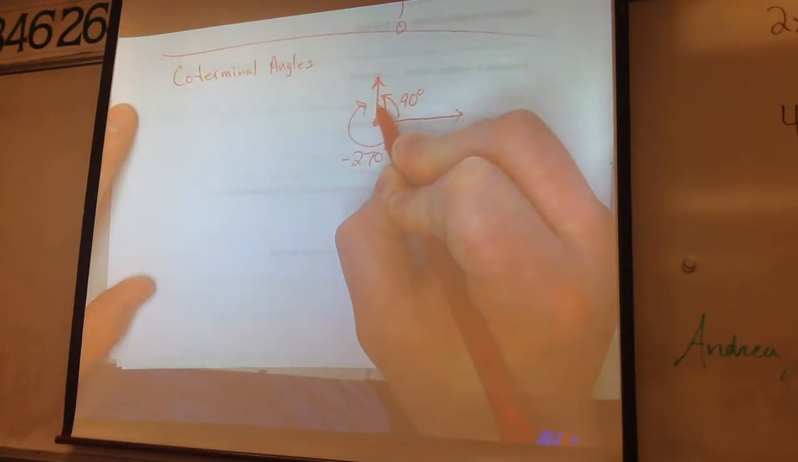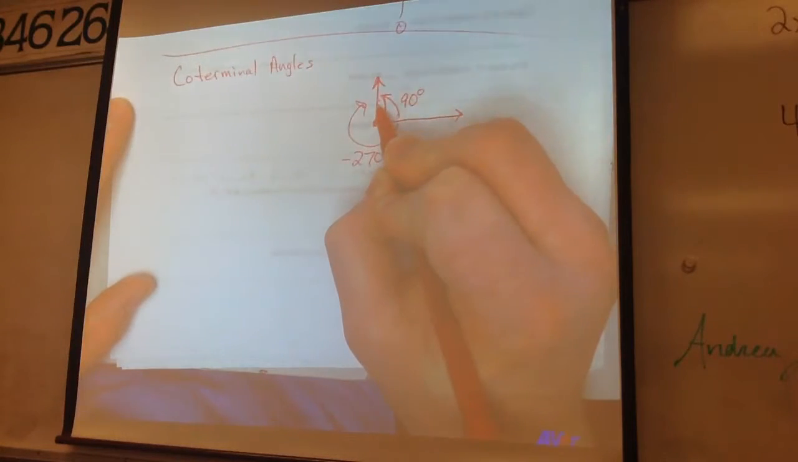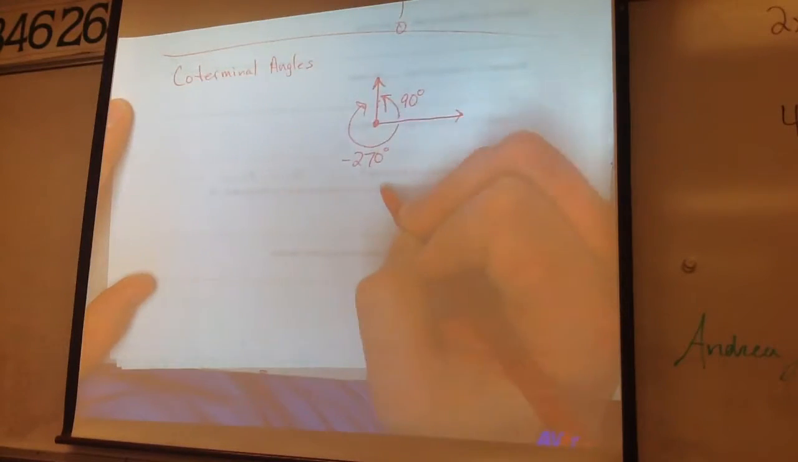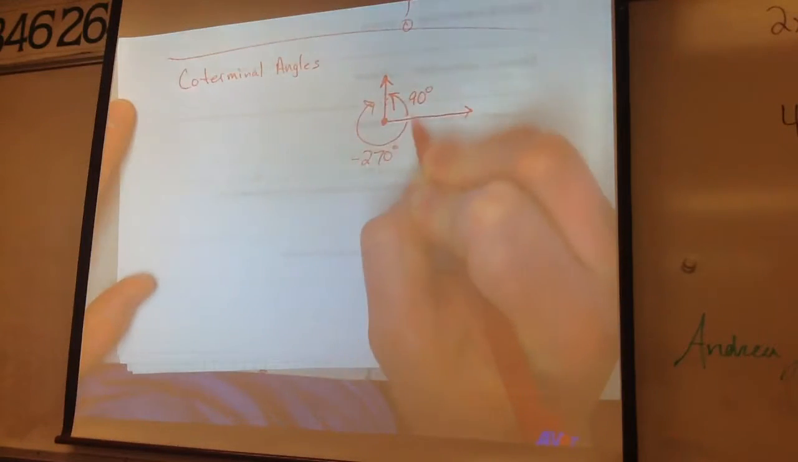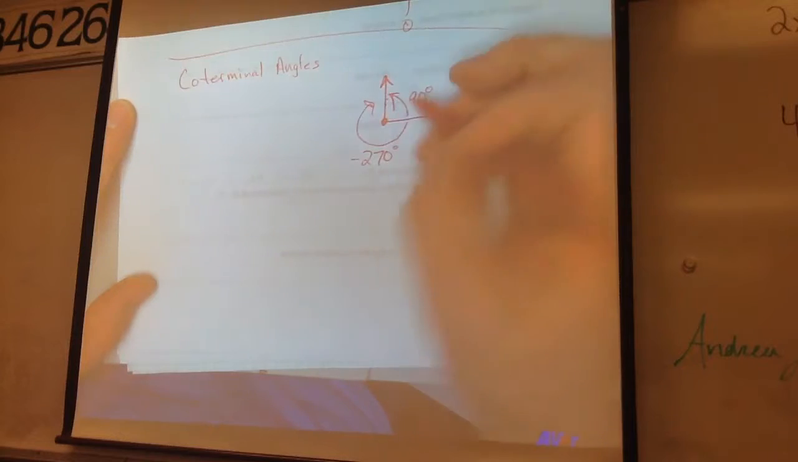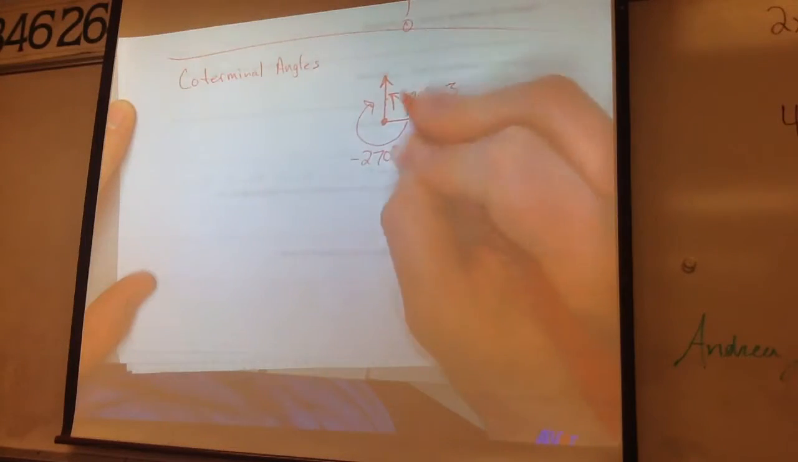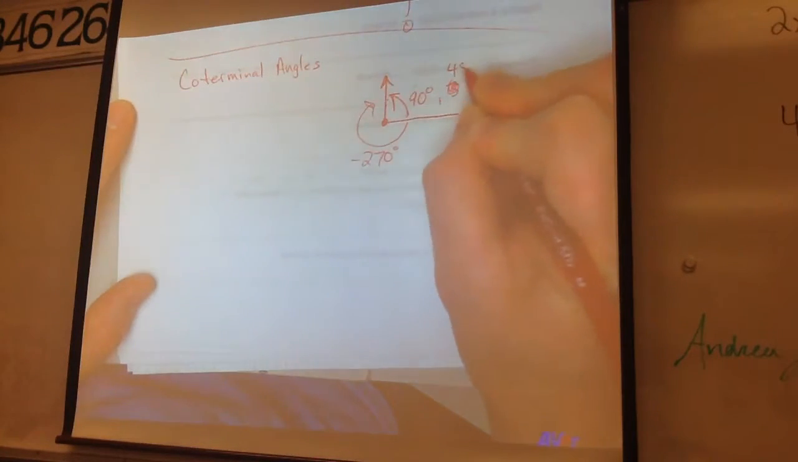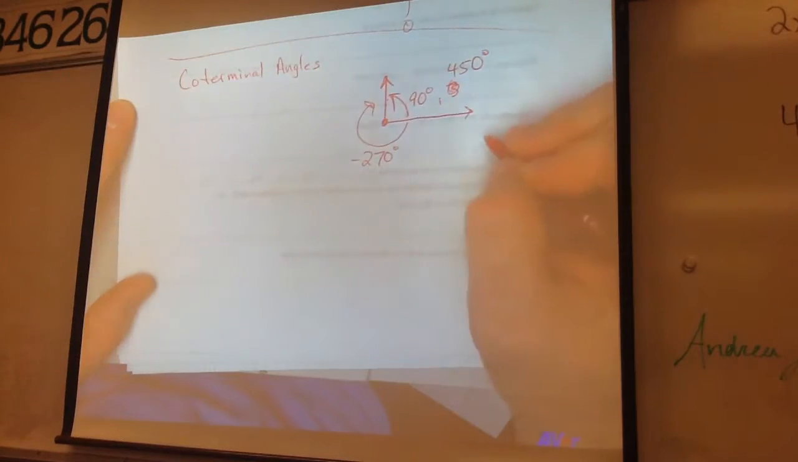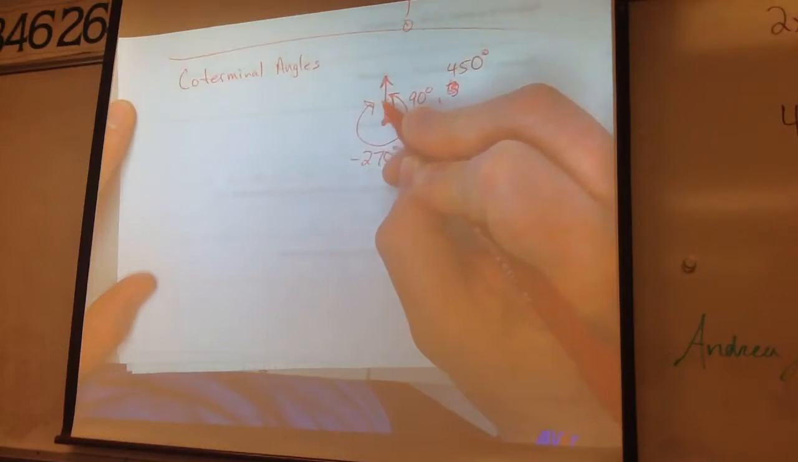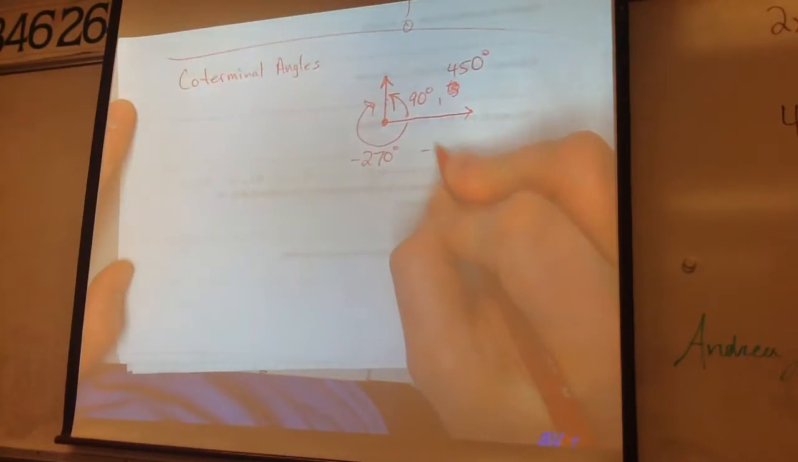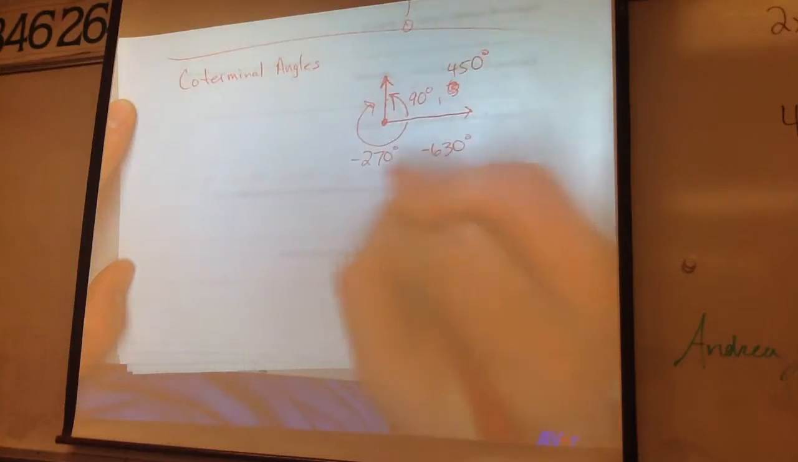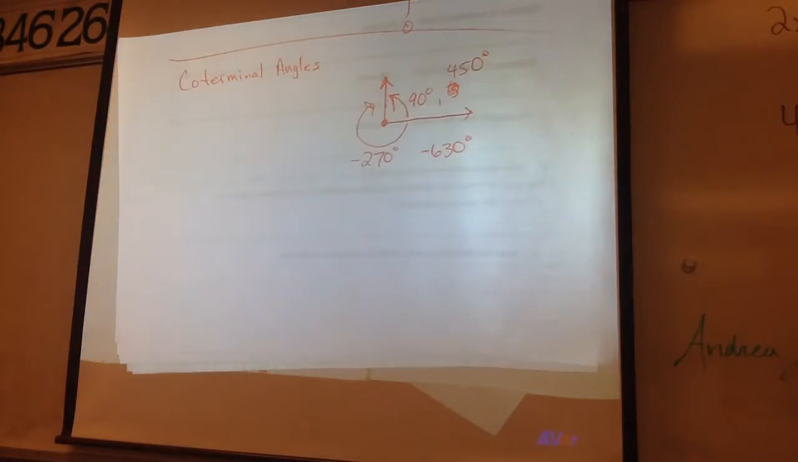Pi over 2. But there are infinitely many coterminal angles with this same one. Here's what you can do. You can go around more than one time. So 360 plus 90, that's 450, which is the same as these. Or I can go negative 270 and then go around 360 more and get negative 630. These are all the same. It just goes around the circle. You can go around the circle more than once.